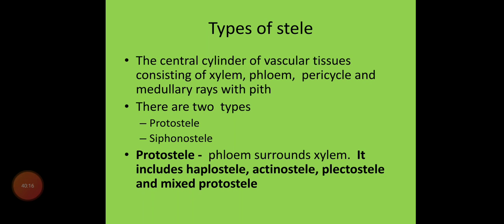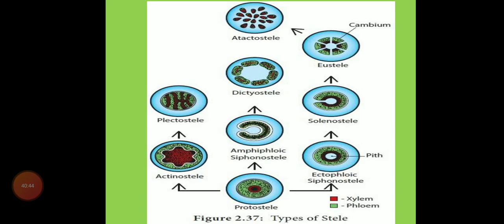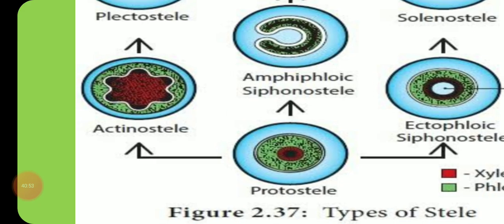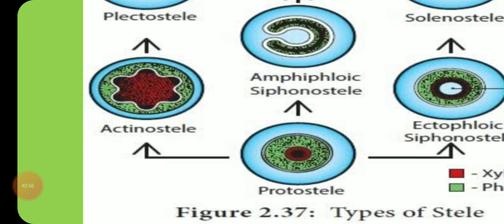The stele is of two types: protostele and siphonostele. Already told, pteridophytes show only protostele; only Selaginella has siphonostele. Protostele is where the phloem surrounds the xylem. See the picture: the xylem is present in the center, and around the xylem the phloem is present. That is a protostele.